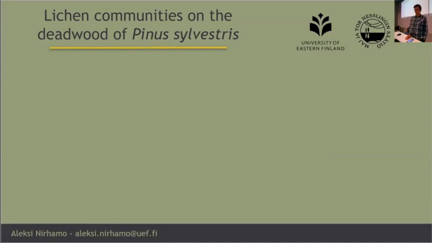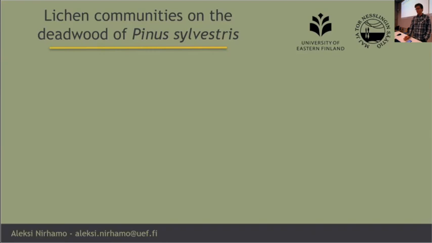I'm a PhD student here at the University of Eastern Finland, and I'm going to tell you about what I'm doing in my PhD project, which concerns lichen communities on the deadwood of Pinus sylvestris. So wood, compared to bark, is a unique substrate that some lichens have specialized to utilize. And the diversity of lichens that grow on wood is obviously vulnerable to the significant reduction of deadwood volume that has been caused by forest management in Finland.